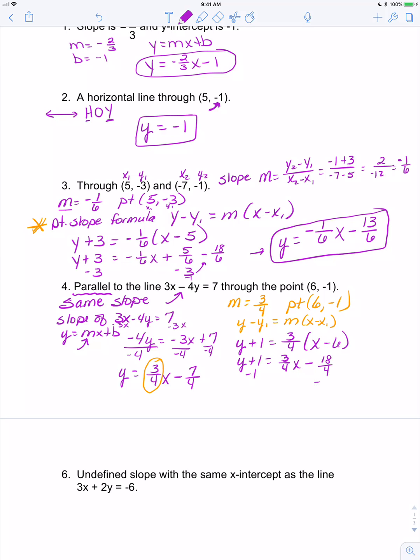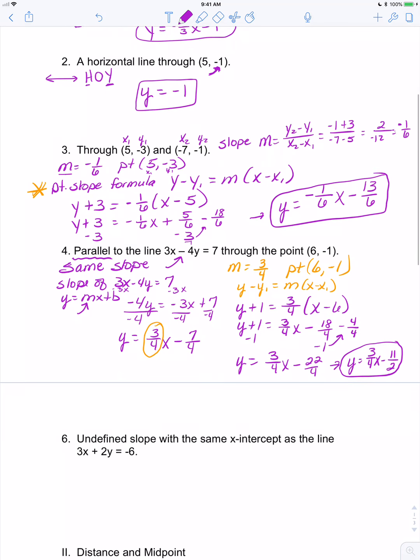Now we're going to subtract 1 from both sides. Remember that anything over itself is 1, so we're just going to subtract 4 over 4 so that we've got common denominators. That gives 3/4 x minus 22 over 4, which could reduce and become y is equal to 3/4 x minus 11/2. So you always want to reduce those fractions if you can.